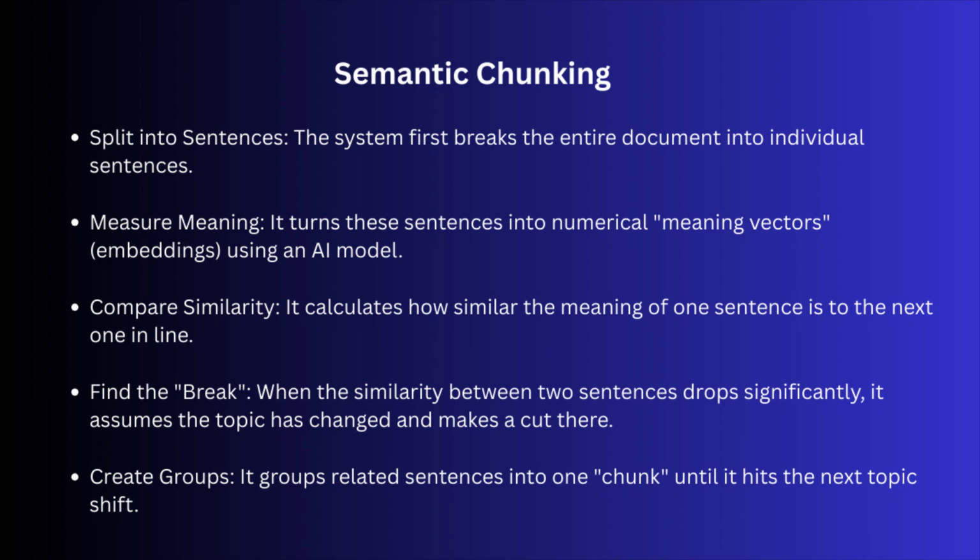Then it turns these sentences into numerical embeddings, which means vectors, using an AI model. Then it calculates how similar the meaning of one sentence is to the next one in line. In the next step, when the similarity between two sentences drops significantly, it assumes the topic has changed and makes a cut there. In the final step, it creates groups. It groups related sentences into one chunk until it hits the next topic shift.